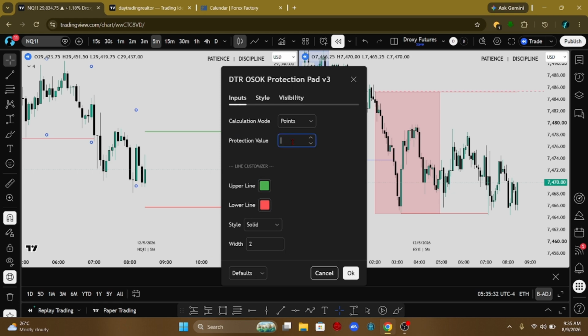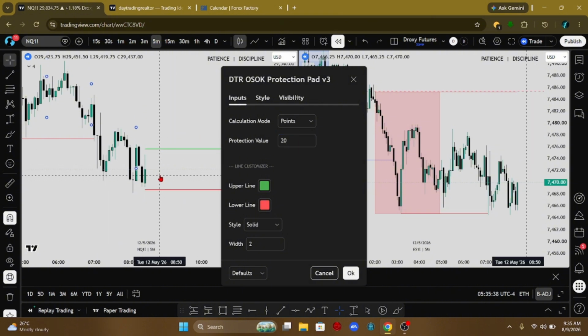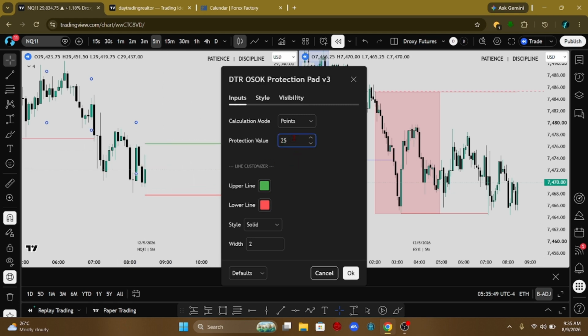When I reduce this to 20, you see that the distances have reduced here. When I reduce it to around 25, it will go up small. When I use 40, it will go up very big. And I like using 37, because 37 is not too big, not too small.